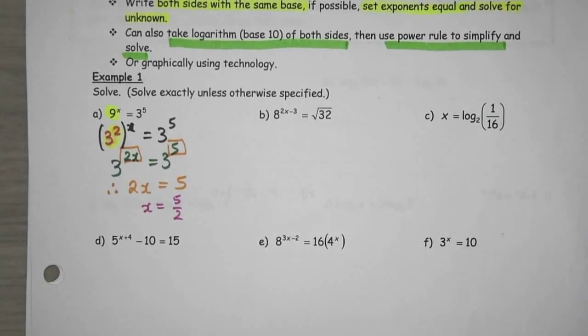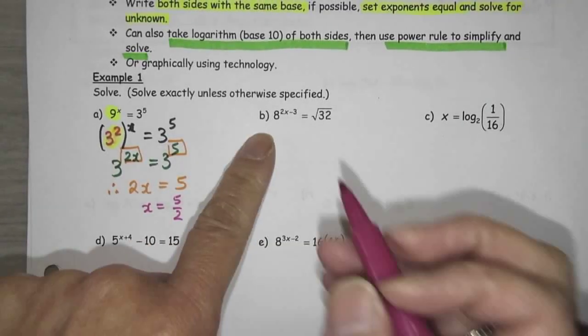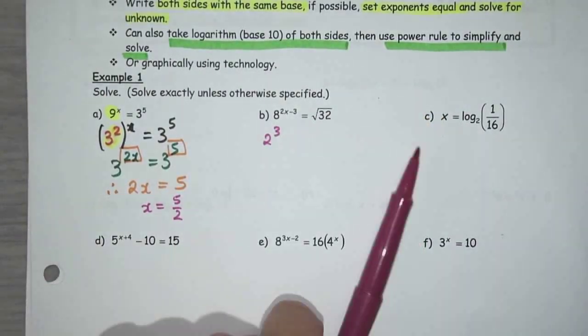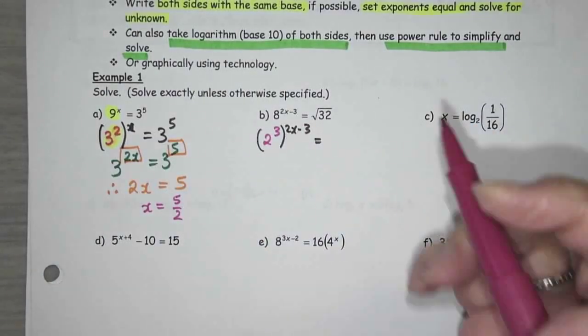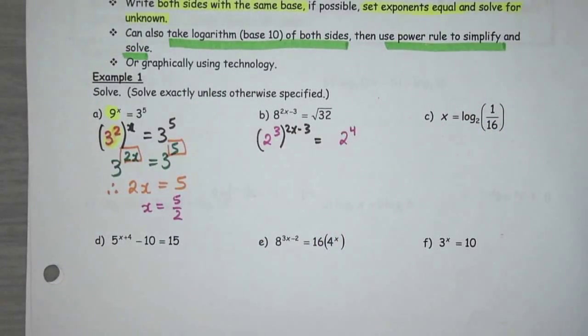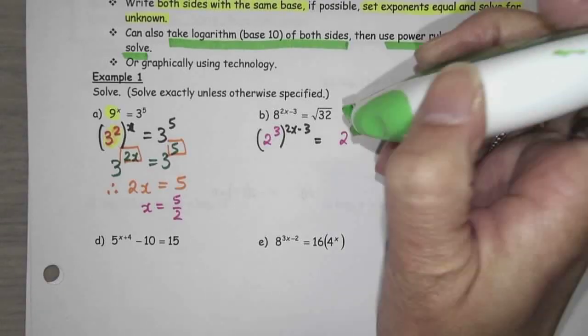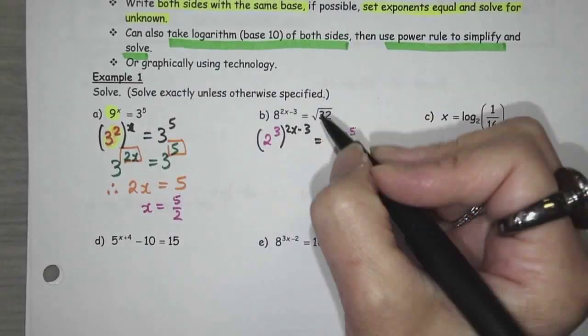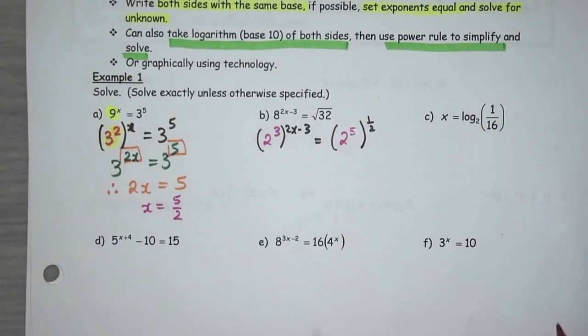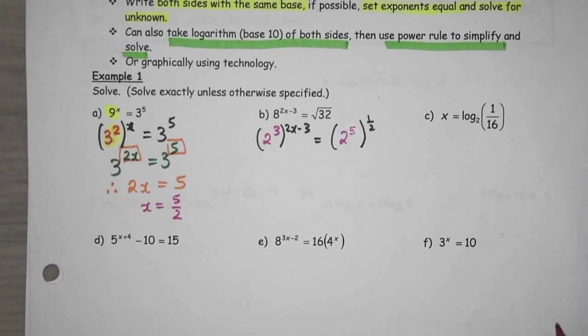Here, 8 and 32. Hopefully you've done enough exponent work that you know that both of them have a base of 2. So this is 2 to the 3 for the 8, and keep the rest on the outside, so 2x minus 3. And this 32 is 2 to the 5, sorry, 2 to the 5 is 32, and then square root is 1/2. So simplify that up, and then you're going to set the exponents equal to each other. Or you can grab the exponents now. It's up to you. I'm going to simplify it first.